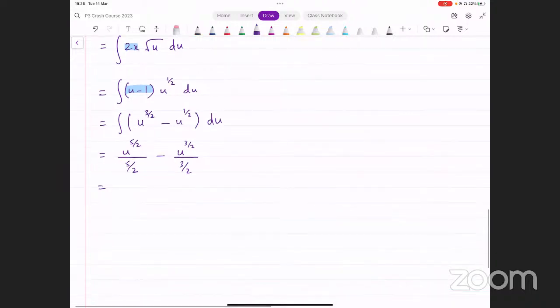Now simplify this. This 2 is going to go to the numerator for both fractions. And that leaves you with 2u raised to power 5 over 2 divided by 5 minus 2u raised to power 3 over 2 divided by 3. This is what the integral turns out to be. Okay, but now this is something in terms of u. You convert it to something in terms of x instead.